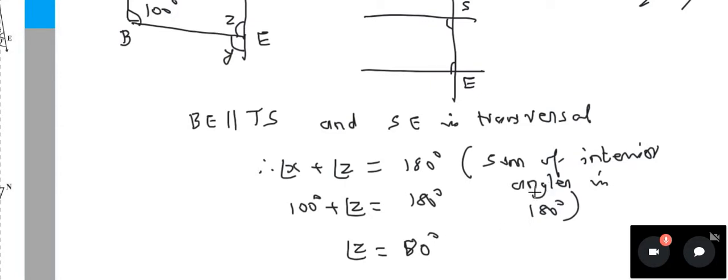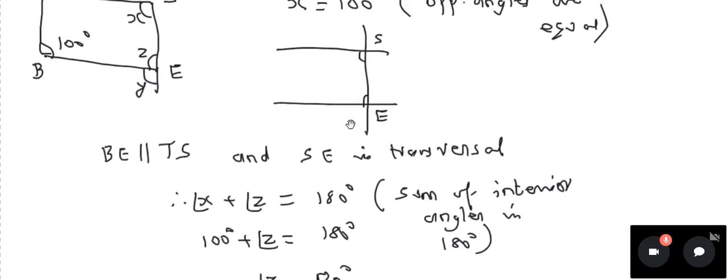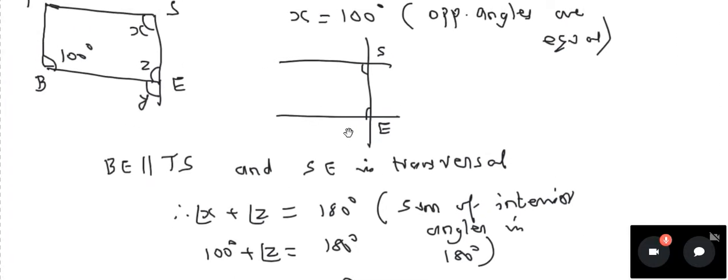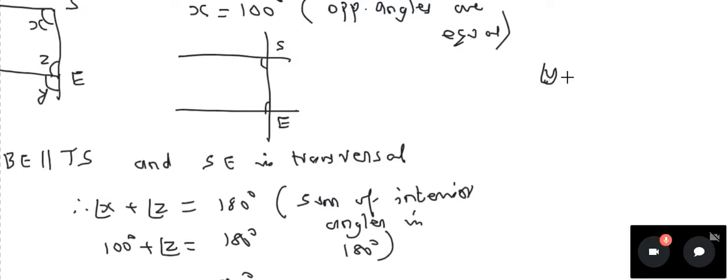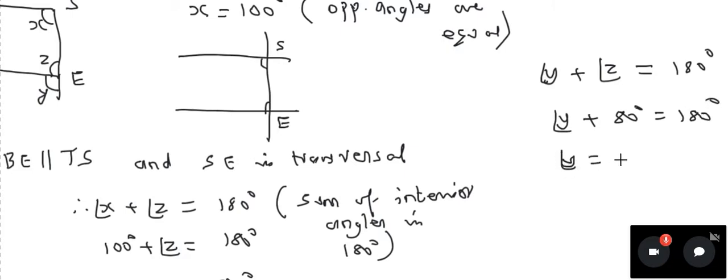Okay, so how to find y now? Now you can apply the linear pair to find y. y and z form a linear pair. So therefore you can say angle y plus angle z is 180 degree. So therefore we already found z, which is equal to 80 degree. y plus 80 is equal to 180. So y is equal to 100.